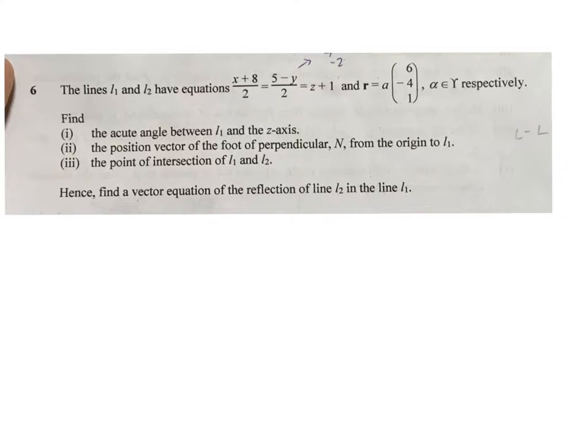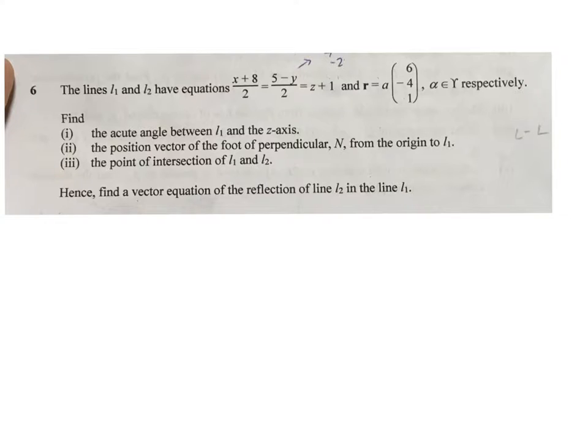The lines 1 and 2 have equations (x + a)/2 = (5 - y)/2 = z + 1 for line 1, and line 2: r = alpha(6, -4, 1). Find the angle between line 1 and the z-axis. Let's look at the first question.